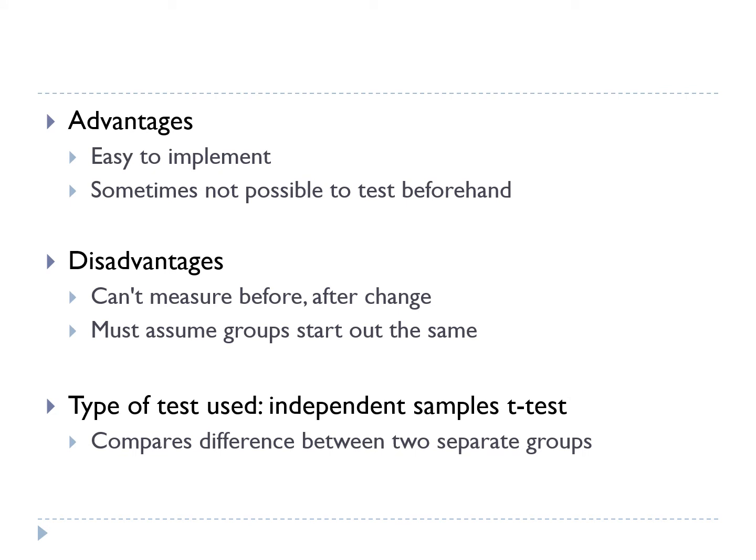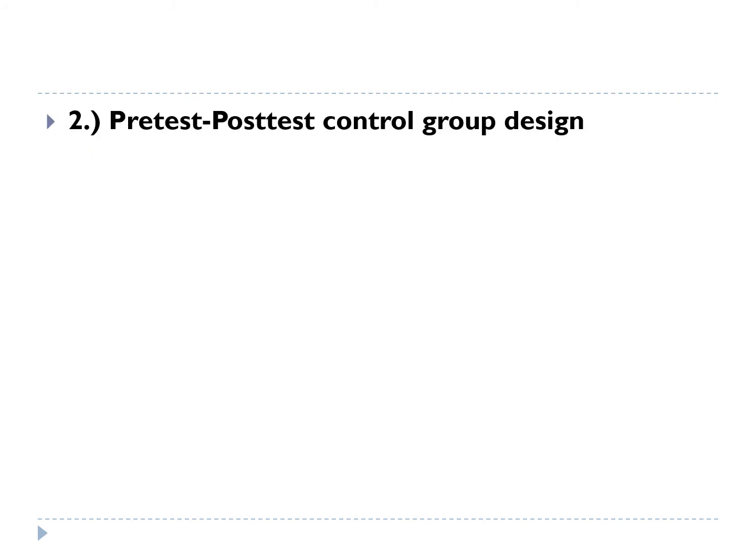And once again, an independent samples t-test compares the difference between 2 separate groups. All right, let's move on to the second design, which is the pretest post-test control group design. You might notice that the thing we have now is O1 and O2.